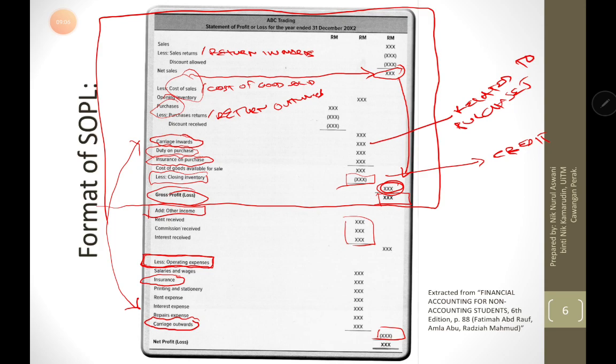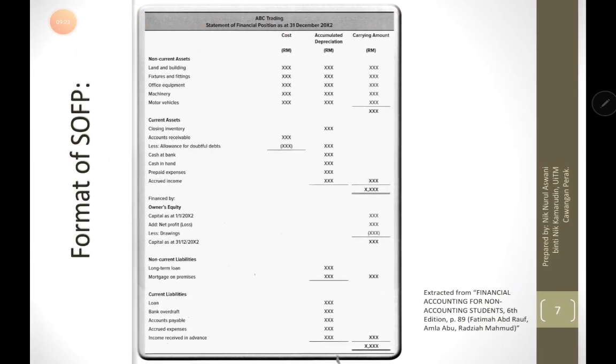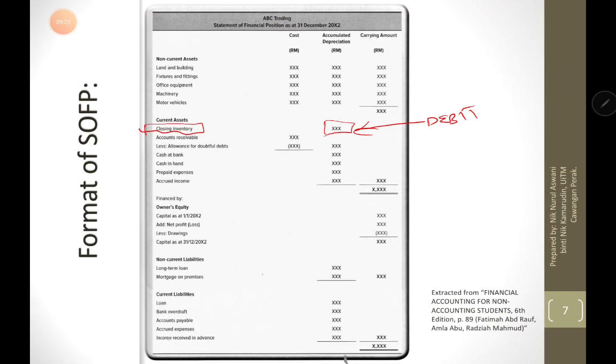Then we take gross profit, add revenues, less expenses, kita akan dapat net profit. Net profit ni kita akan bawa ke dalam statement of financial position under your owner's equity, kita akan campur balik net profit or loss. Okay, yang ni net profit. Net profit yang kita cari tadi kita akan campur di sini.